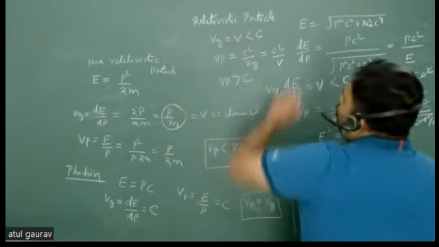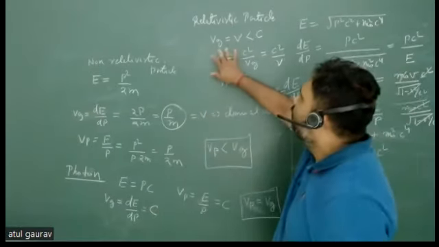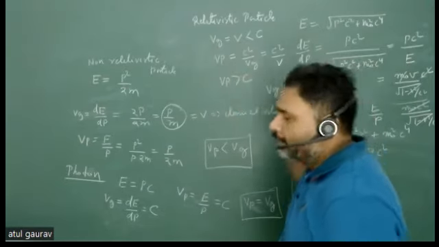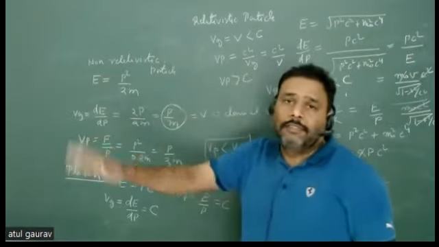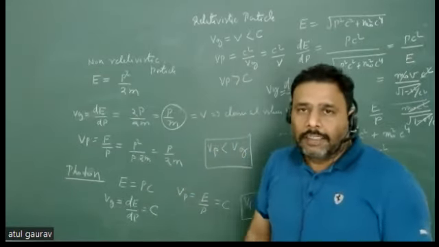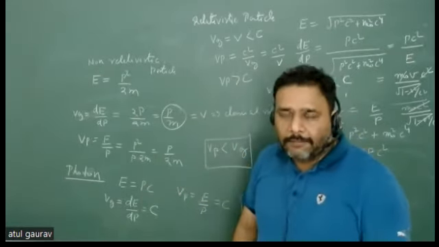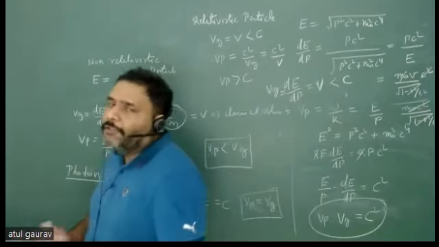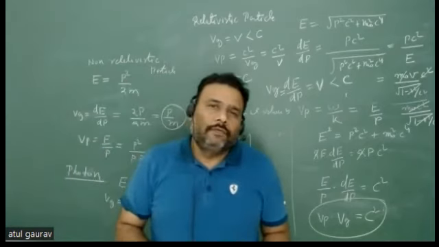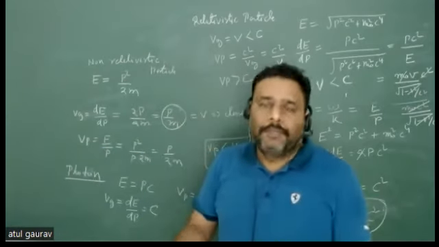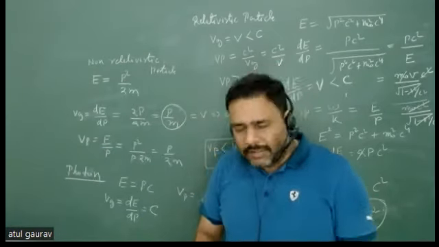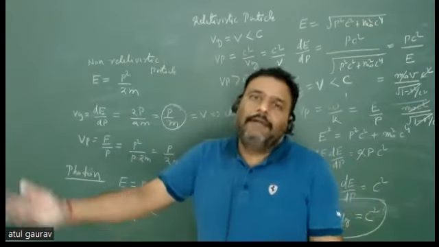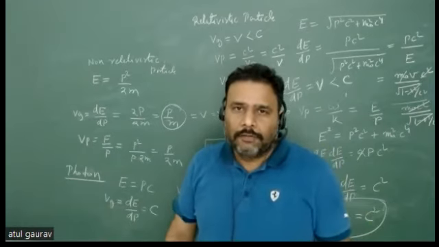But look at this relativistic case. Your Vg is less than C, but your Vp is greater than C. So this is greater than C. How is it possible that anything can be greater than C? So this phase velocity is some kind of mathematical interpretation. It does not have any physical meaning, because it can be more than the speed of light.